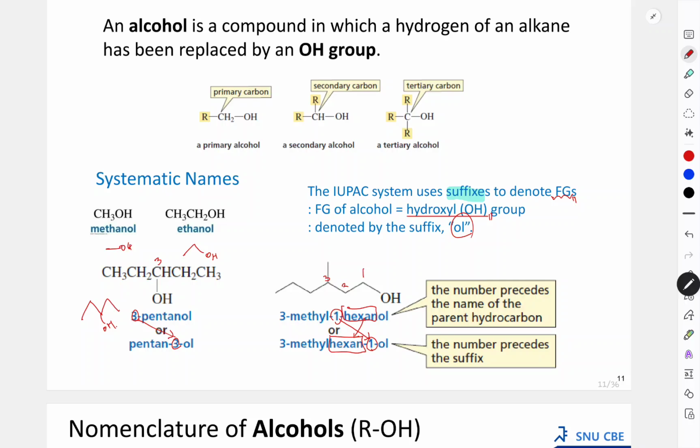And then there are 2 possibilities. You can write 3-methyl-1-hexanol, or you can put together 3-methylhexane and specify the 1 in between the N and the O of OL, with the hyphen in between. So these 2 are equally possible. The number can precede the name of the parent hydrocarbon, hexanol in this case, that's fine. Or the number can precede the suffix OL, that's also equally possible.